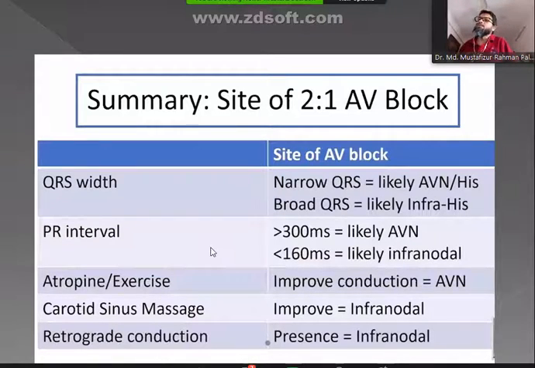And if we give atropine or allow the patient to exercise, it will improve the conduction. If the conduction is improved, it is AV nodal disease. If we give carotid sinus massage and it improves, it is usually intranodal. And if retrograde conduction is present, we will also assume that it is an intranodal block.